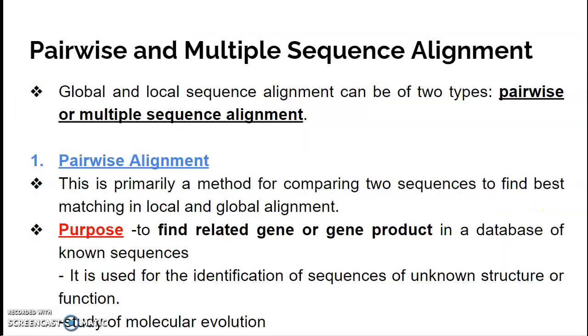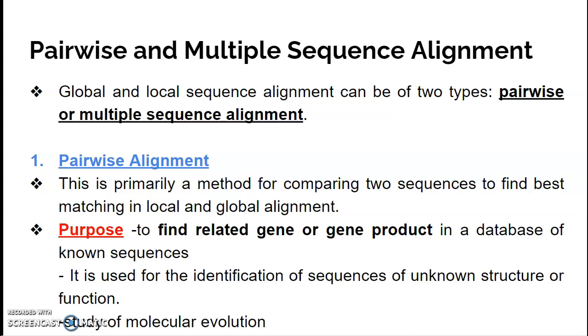Next, we have to see the two different types of sequence alignment, for both global and local sequence alignments. Whether it is global or local, it can be considered to be of two types, that is pairwise and multiple sequence alignment. We'll start with the pairwise alignment. Pairwise alignment is a method for comparing two sequences, and as the name indicates, pair means only two sequences are aligned, to find either local or global alignments.